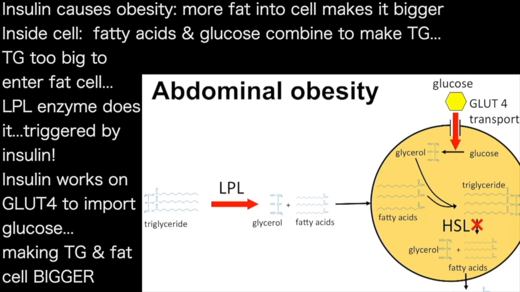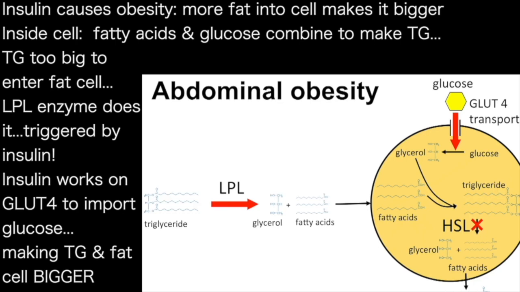Now, this triglyceride molecule is too big to diffuse across the cell membrane. It's not going anywhere. So for it to be made small enough so that the fatty acids can cross over this membrane here, we need to cleave it. And that's where something called lipoprotein lipase comes into its own. And it's no coincidence that you give a little bit of insulin and the activity of this enzyme here increases substantially.